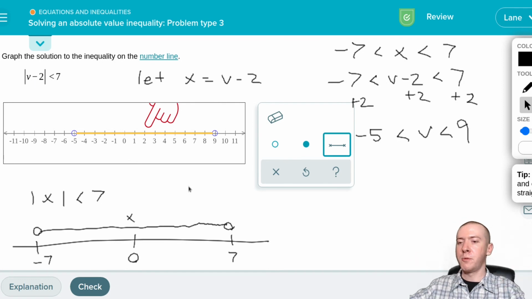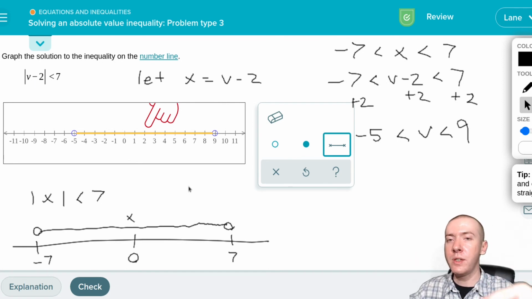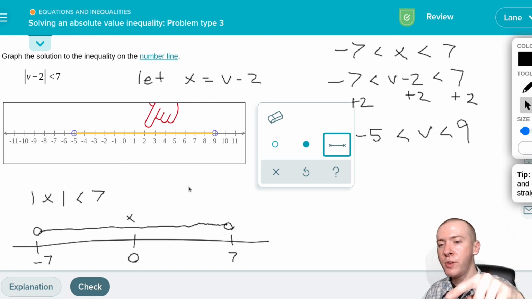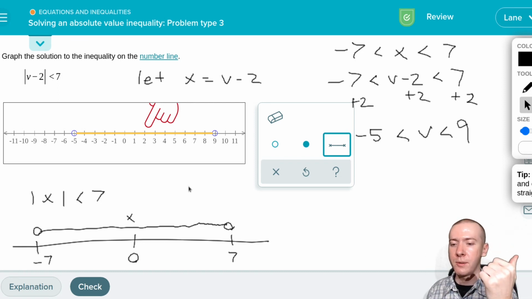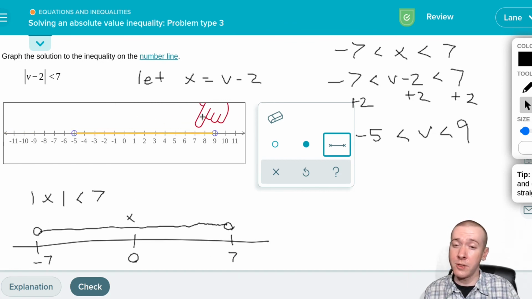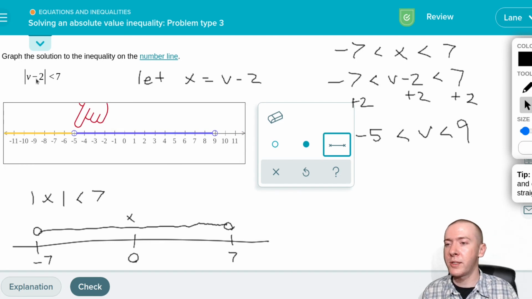Okay, and what's the difference between the graph of v and the graph of x that we put on the bottom? The graph of v is shifted to the right by 2, right? Instead of going from -7 to 7, it goes from -5 to 9. That's because of this -2 on the inside.